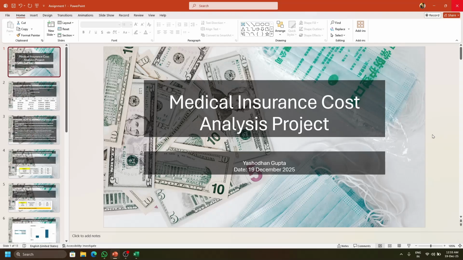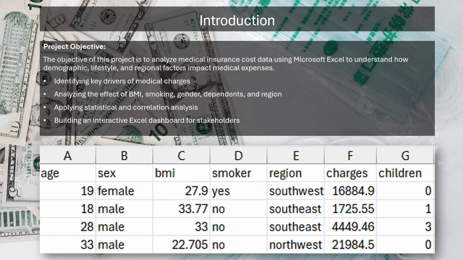So let's move on to the first slide. The objective is to analyze how medical insurance cost is affected using Excel, to understand how demographic, lifestyle and regional factors impact medical expenses. The other objectives are identification of key drivers of medical charges, analyzing the effect of BMI, smoking, gender, dependents, and region, applying statistical and correlation analysis, and in the end, building an interactive Excel dashboard for stakeholders.